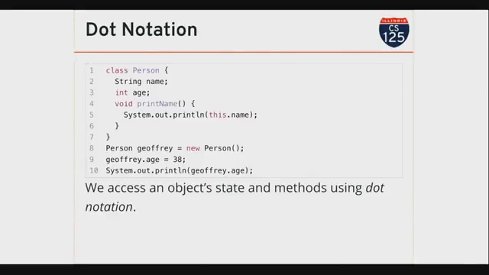Age is of type int. If I tried to assign a string to age, I would get the same kind of compiler error that you've seen before. So instance variables are treated the same way in Java as a local variable.